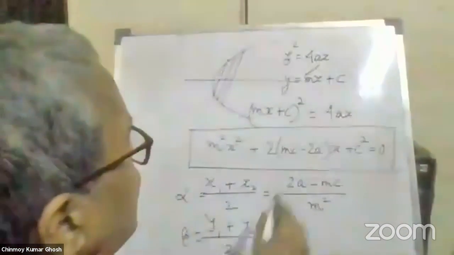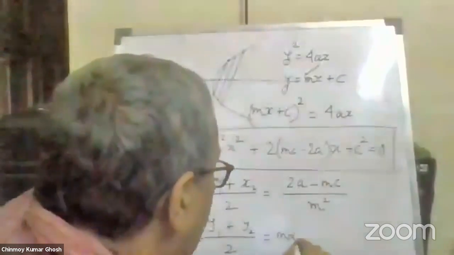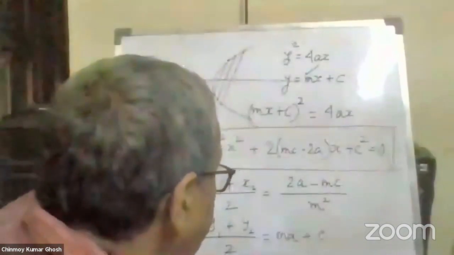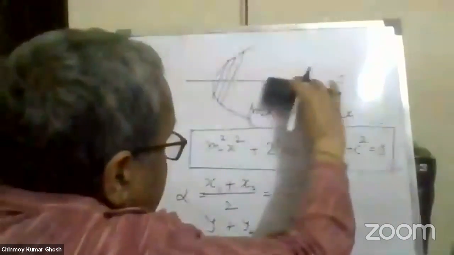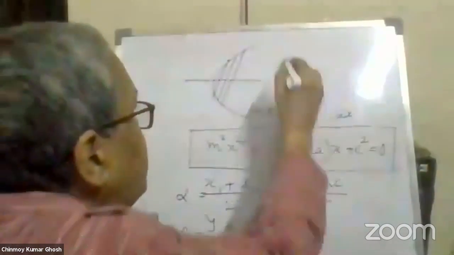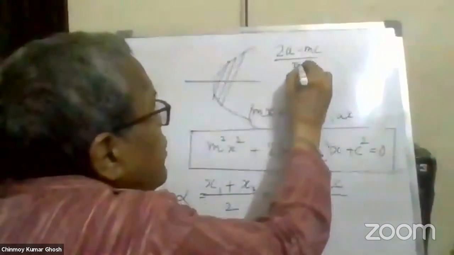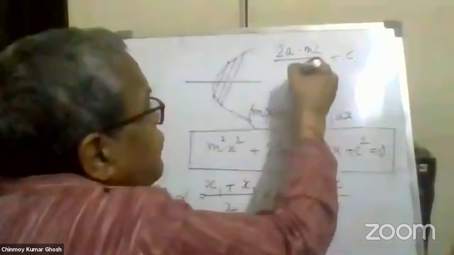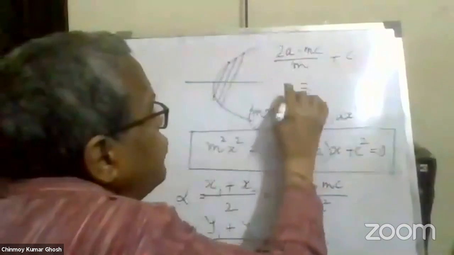And beta will be equal to mx plus c. So beta will be equal to m into alpha plus c. And m into alpha plus c, on erasing this part, you multiply this by m. So this will be (2a minus mc) divided by m, plus c. So this c and c cancel. So beta will be equal to 2a by m.